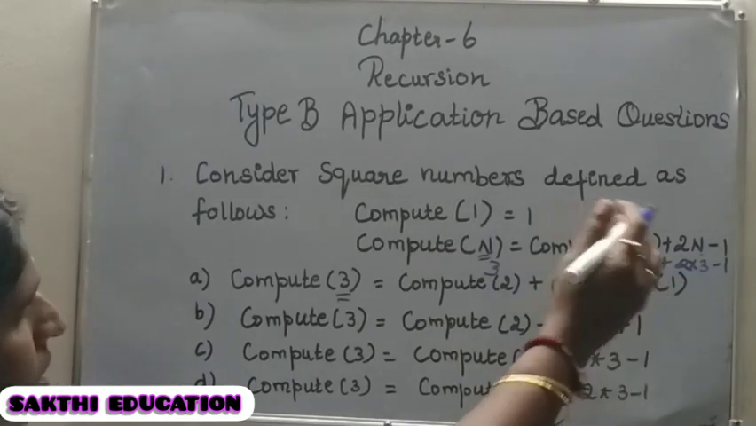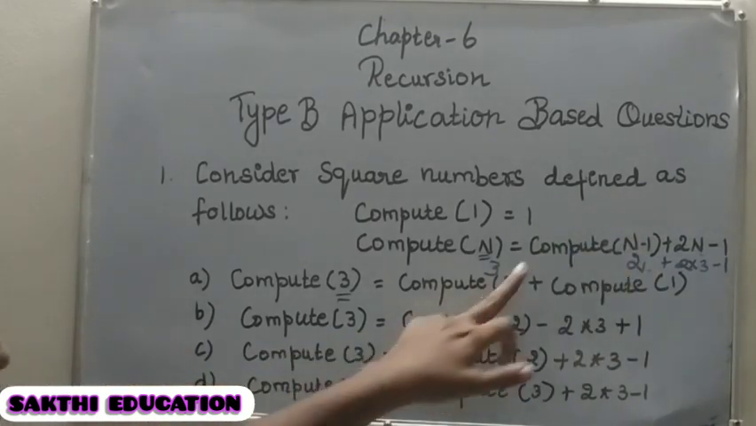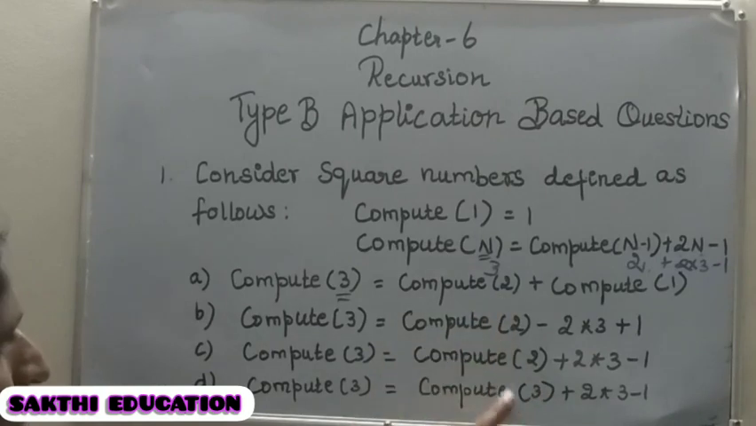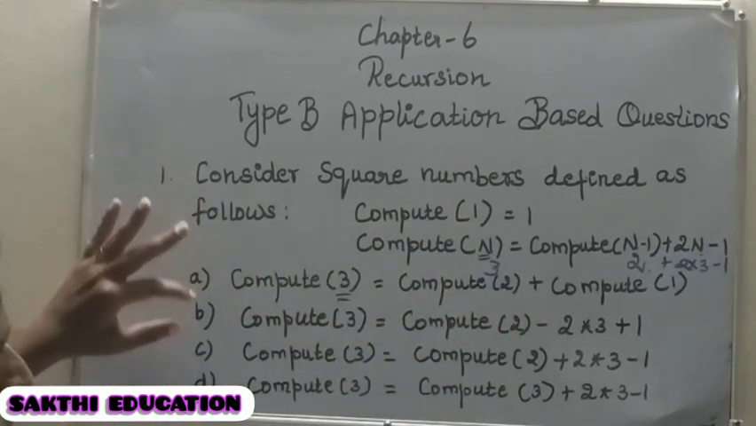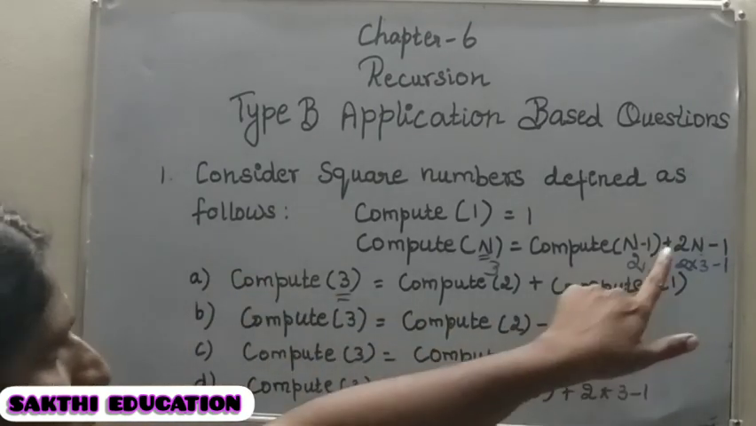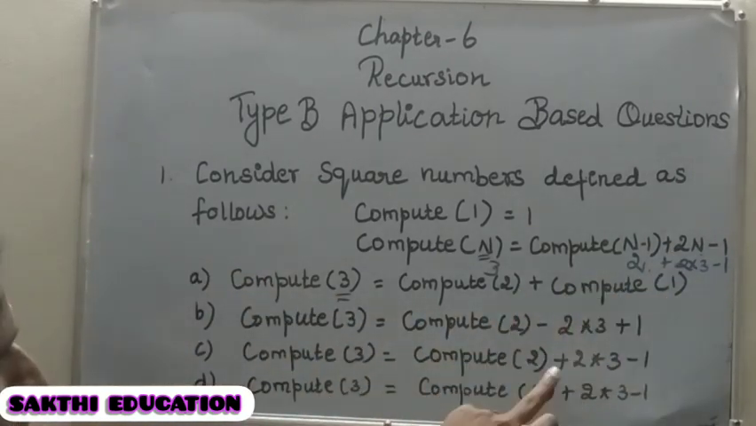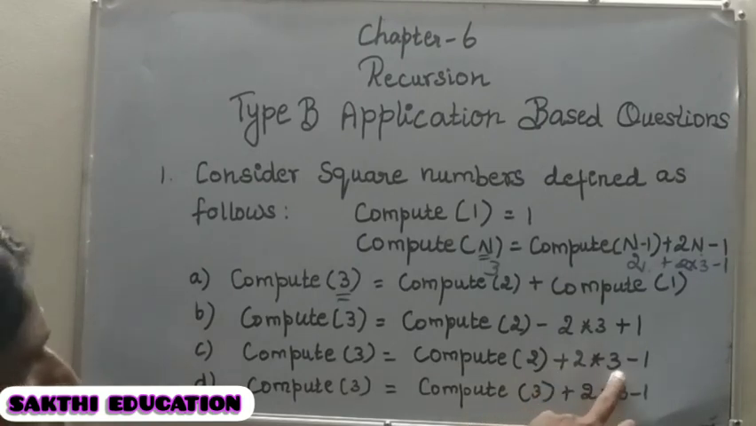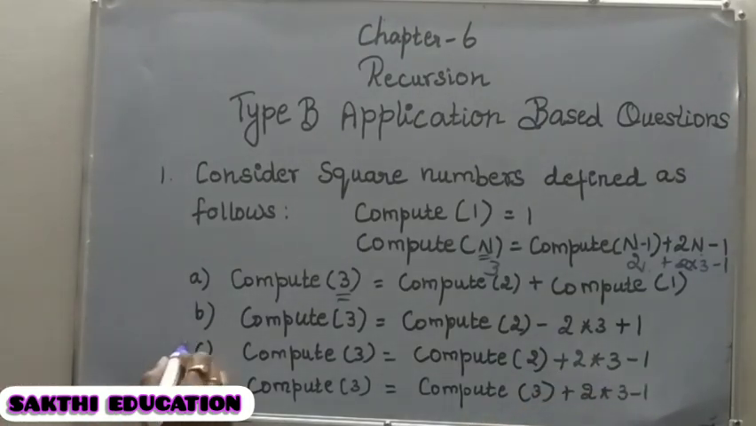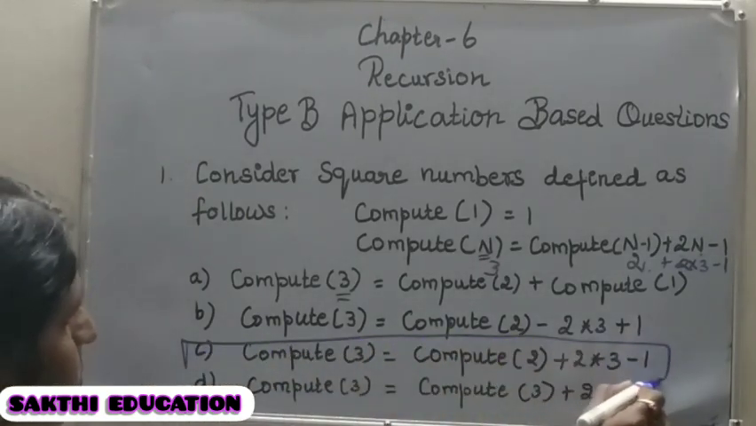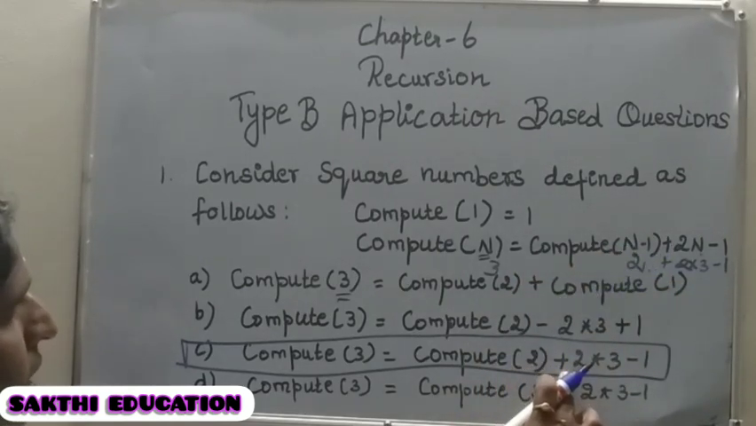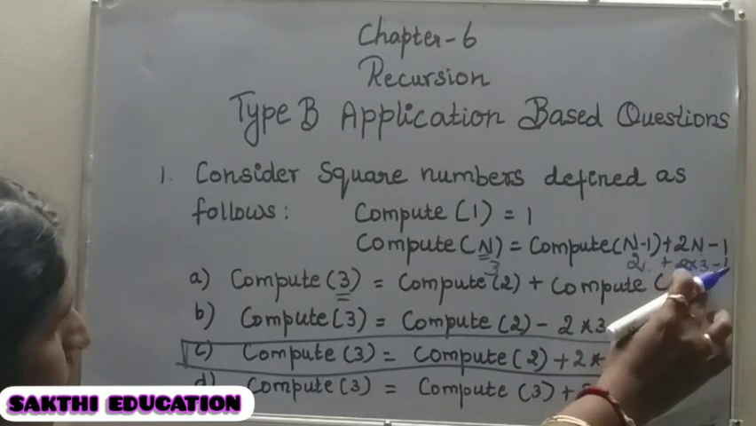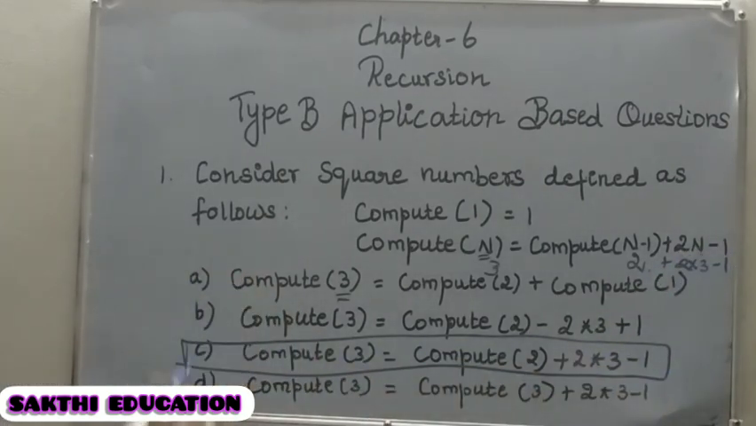Then see the option which matches this. Compute of 2. Three options have 2. The first option will not match. Second option, here minus, here plus. This option is wrong. Here plus, it is satisfying: 2 into 3 minus 1. And then this C option is the right answer. Compute of 3 minus 1, that is compute of 2, plus 2 into 3 minus 1 is the correct option.